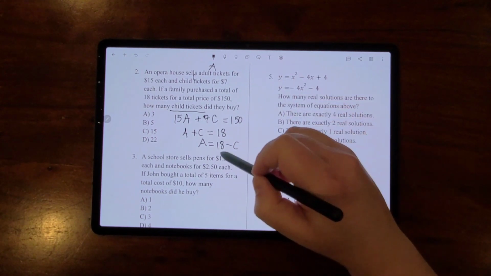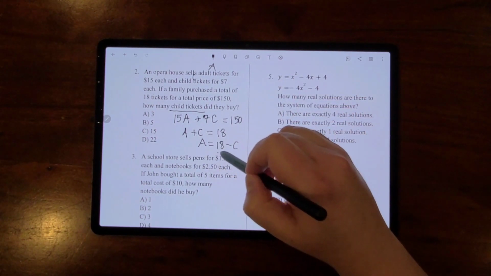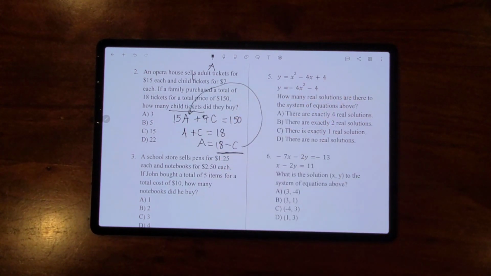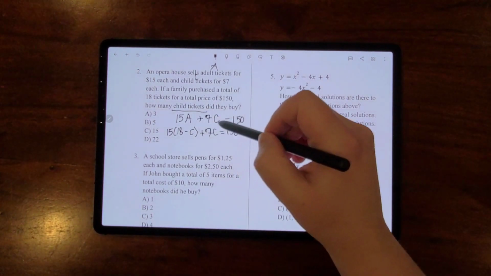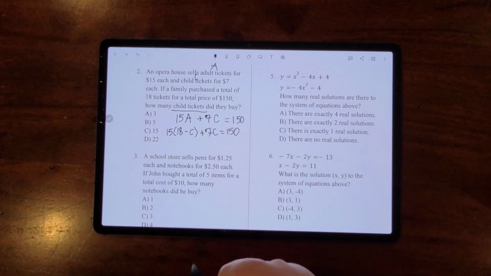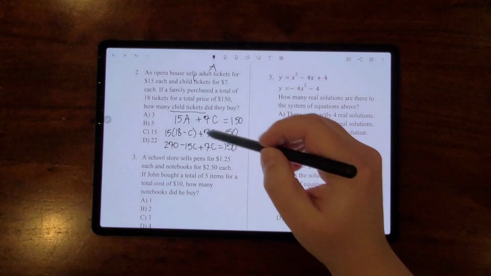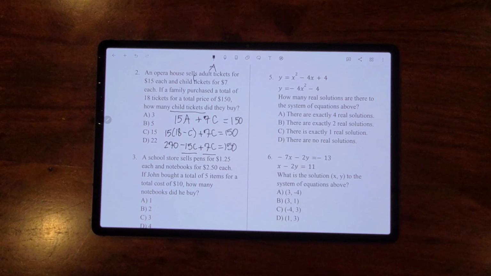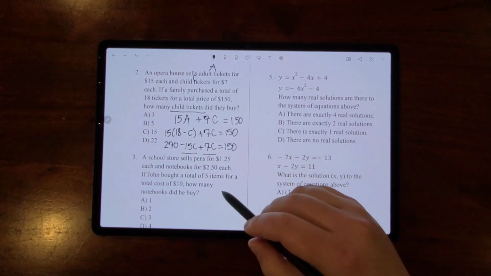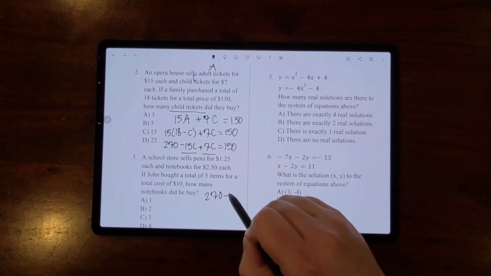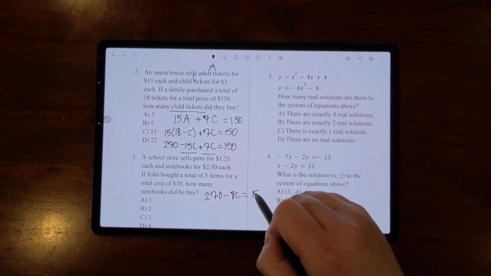Now, just like the other problem, I know A is the same thing as 18 minus C, so I can just substitute that in for A. And then now I just need to distribute the 15 to the 18 and to the minus C in there. And then I just need to combine my like terms here of minus 15C and plus 7C. So when I do that, I'm going to get negative 8C. So 270 minus 8C is equal to 150.